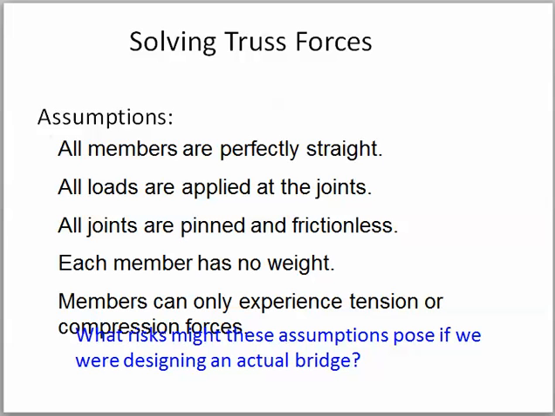We know that's not always the case. For example, each member will have weight. If you're using 2 by 4s, obviously 2 by 4s have weight. Pinned and frictionless is a pretty easy one to assume. For the most part, that's true, but as something gets older or is poorly designed, poorly put together, or built, it could have some friction. Members can experience more than tension or compression forces as well, but for the most part, when it comes to calculating, these are the assumptions we're going to make.